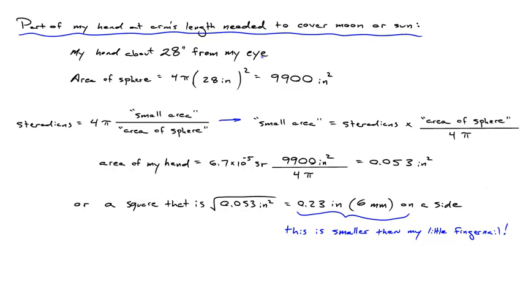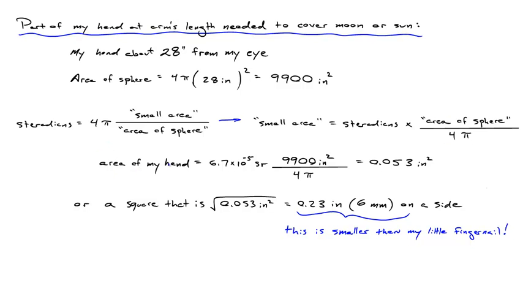My hand is about 28 inches from my eye, just using a tape measure. The area of the sphere, then, if I swept out a sphere with my hand held at a distance from my eye, I come up with an area of about 10,000 square inches. The number of steradians, then, is 4 pi times this small area divided by the area of the entire sphere. And this small area is what I want to calculate. The small area in this case would be the area of the Moon or the area of the Sun as we're holding our hand out. So the small area is the number of steradians that we calculated for both the Moon and the Sun, they happen to be the same, multiplied by the area of the sphere swept out by my hand, divided by 4 pi.